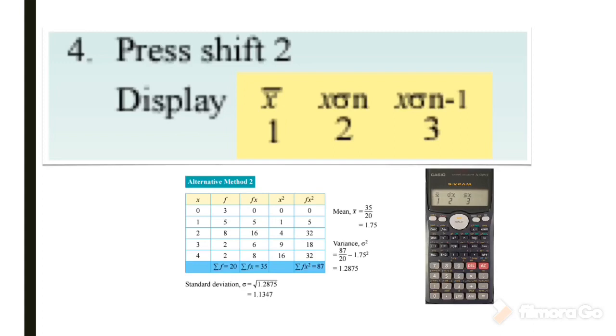Using calculator FX570MS. This is the calculator I think is still held by many students. You still can use it. It's quite a good calculator. The most important thing is you get used to your own calculator.